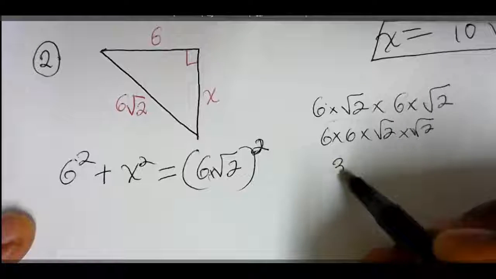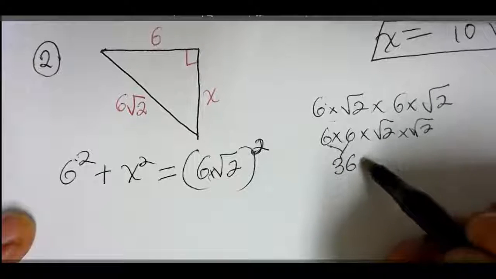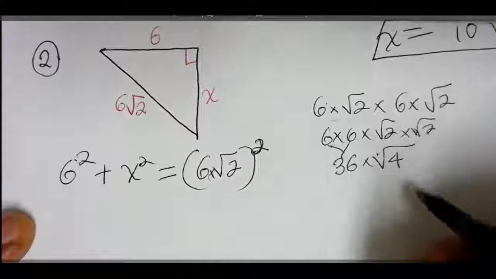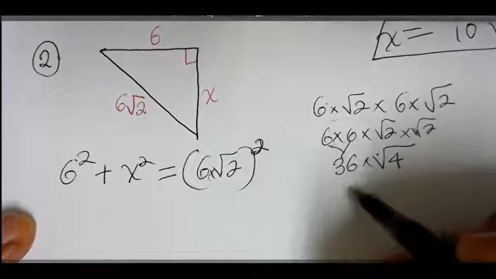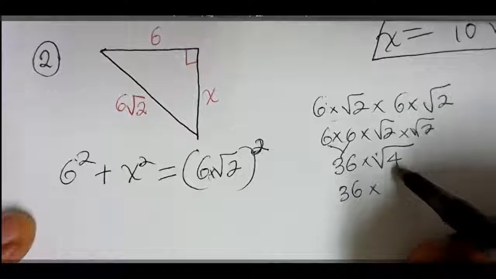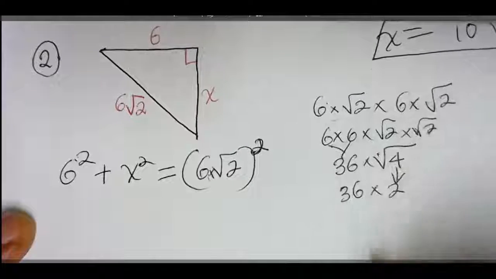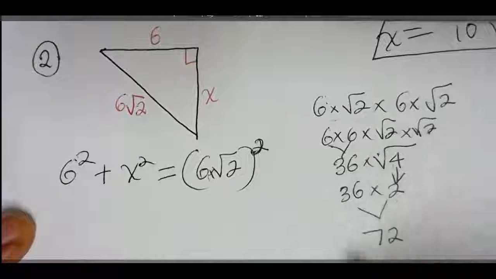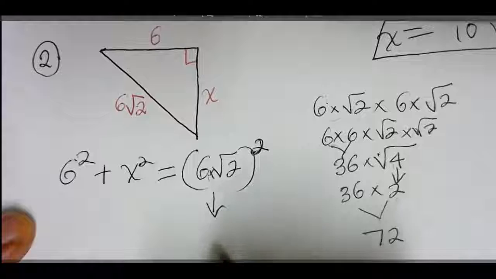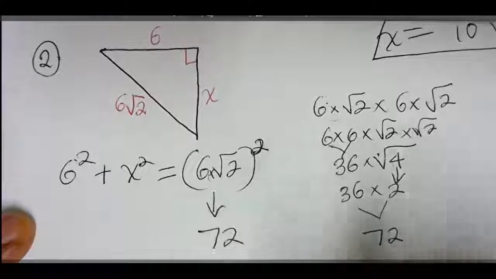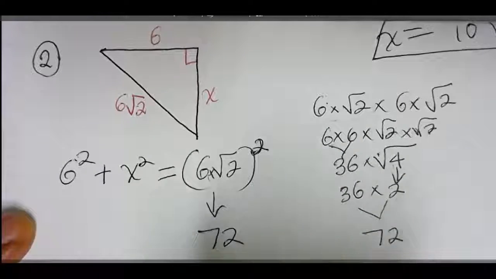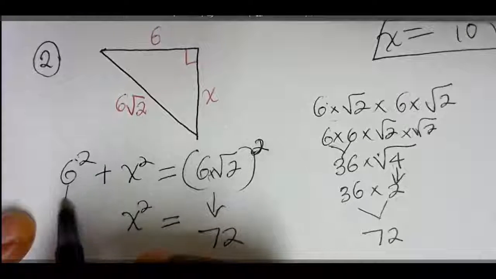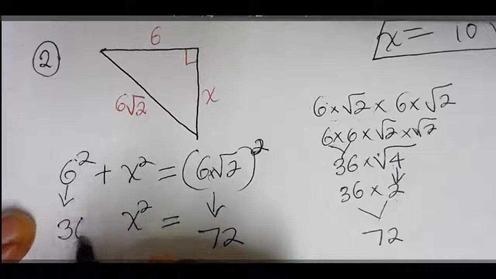Okay, so 6 times 6 is 36. And then 2 times 2 is 4, square root of 4. And 4 is a perfect square, which is 2. So square root of 4 is 2. So if we multiply that, we get 72. Okay, so this side is going to be 72. So again, you can do that work in a corner. And then keep x squared, and 6 times 6 is 36.